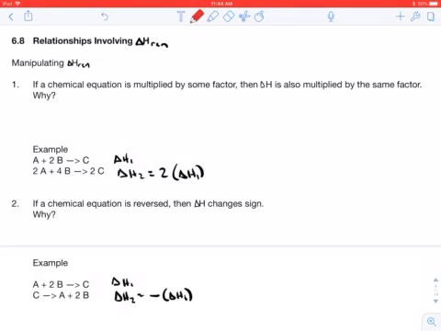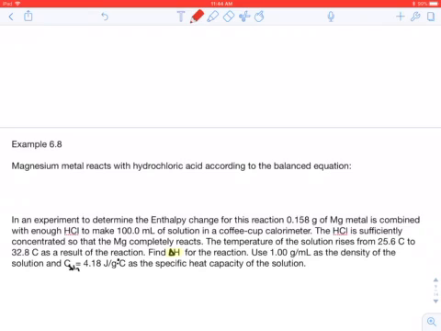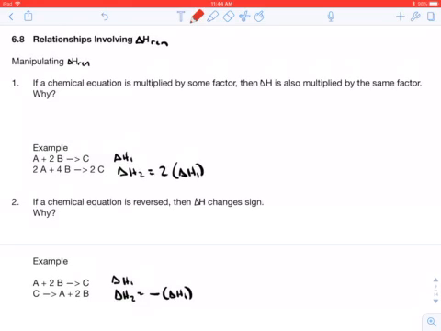This is 6.8, Relationships Involving Delta H Reaction. So we're going to start off with just how to manipulate delta H. If you recall in 6.7, we talked about delta H just a little bit with our calorimetry. So we're going to just keep expanding on that, and the next two sections actually help us go really in depth with delta H. So let's just jump right in here.